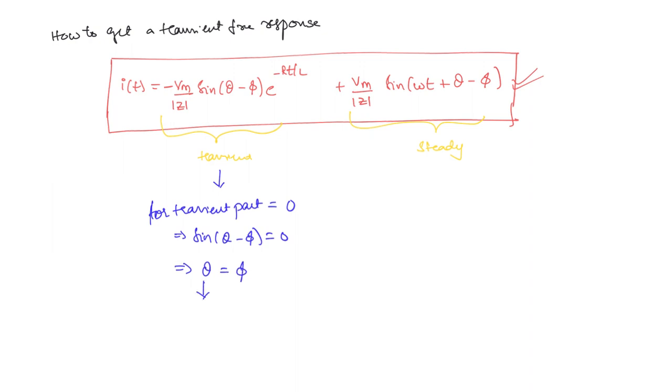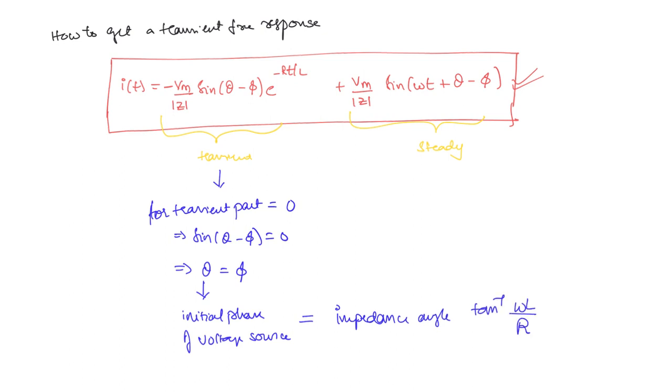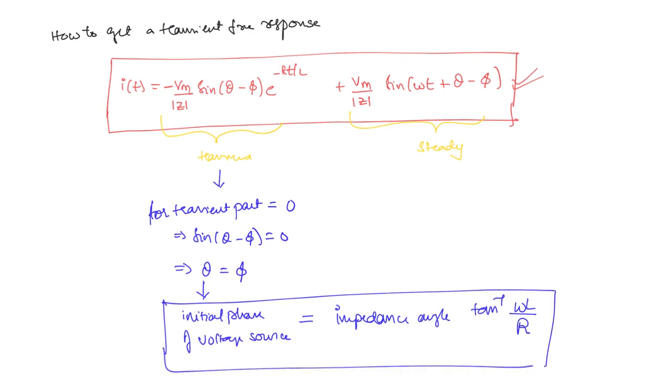This means that theta should be equal to phi. What is theta? Theta is the initial phase of the voltage source. So if the initial phase of the voltage source is equal to the impedance angle, what is the impedance angle? Tan inverse omega L by R. Under this condition, you will get a transient free response.